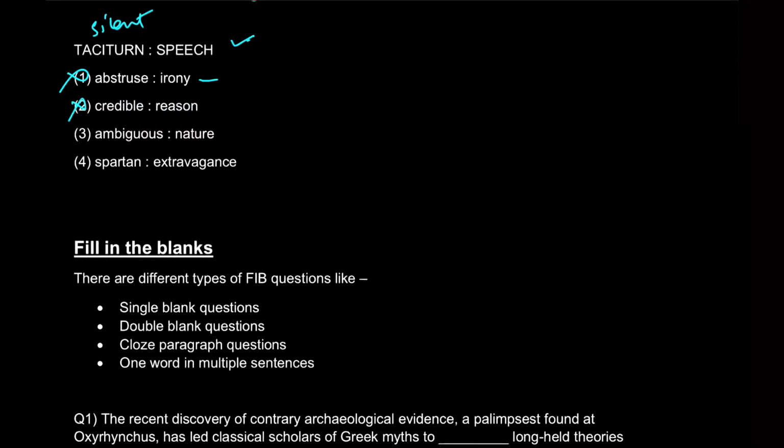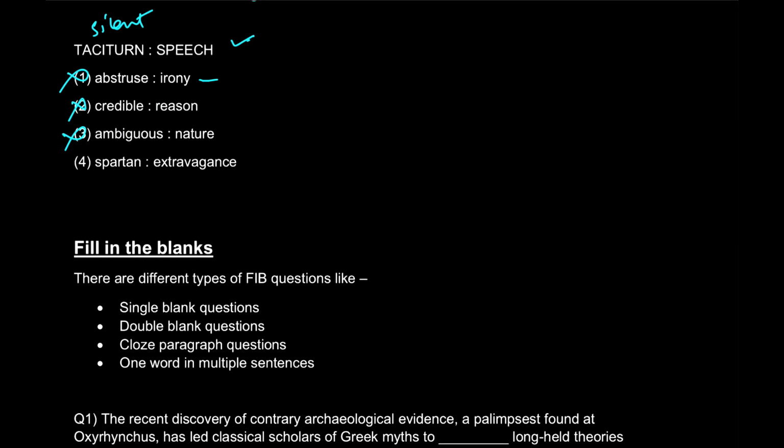I'm trying to put it in the statement. Like, to be ambiguous, I have to use very little nature. Now, does it make sense? Again, ambiguous means uncertain and lacking clarity. So, does it have to do anything with the nature? Absolutely no. So, lastly, we come to Spartan and extravagance.